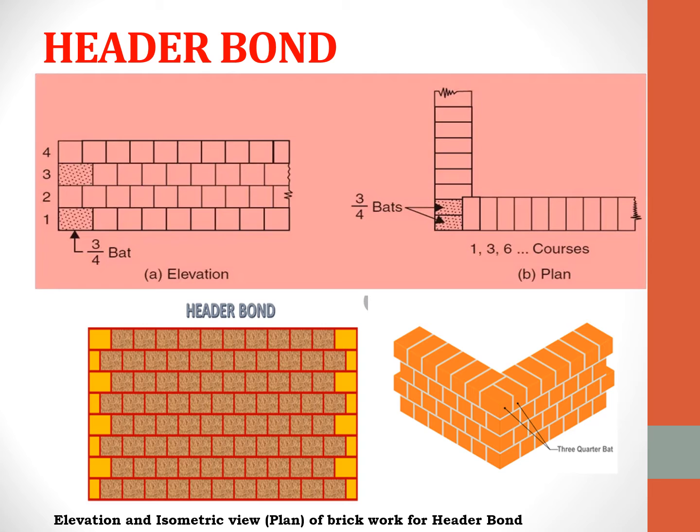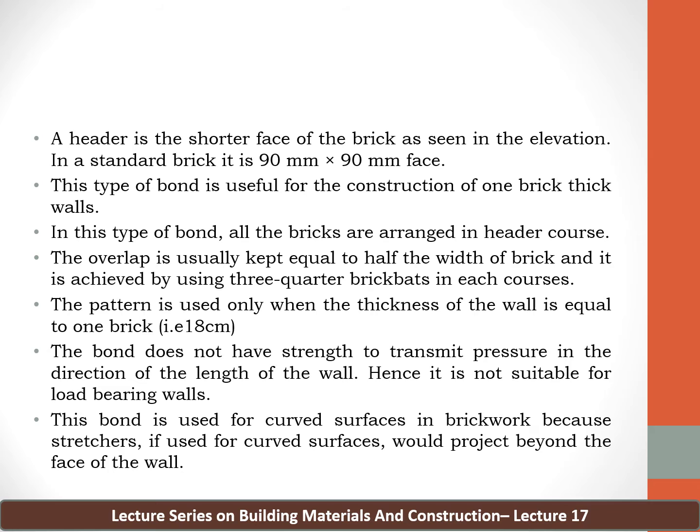In case of header bond or heading bond, it is one in which all the bricks are laid as headers on the face of the wall. The width of the bricks are thus along the direction of the wall. The pattern is used only when the thickness of the wall is equal to one brick, that is 18 centimeter. The overlap is usually kept equal to half the width of the brick. This is achieved by using 3/4 bats, that is 3/4 brick bats, in each alternate course as quoin.